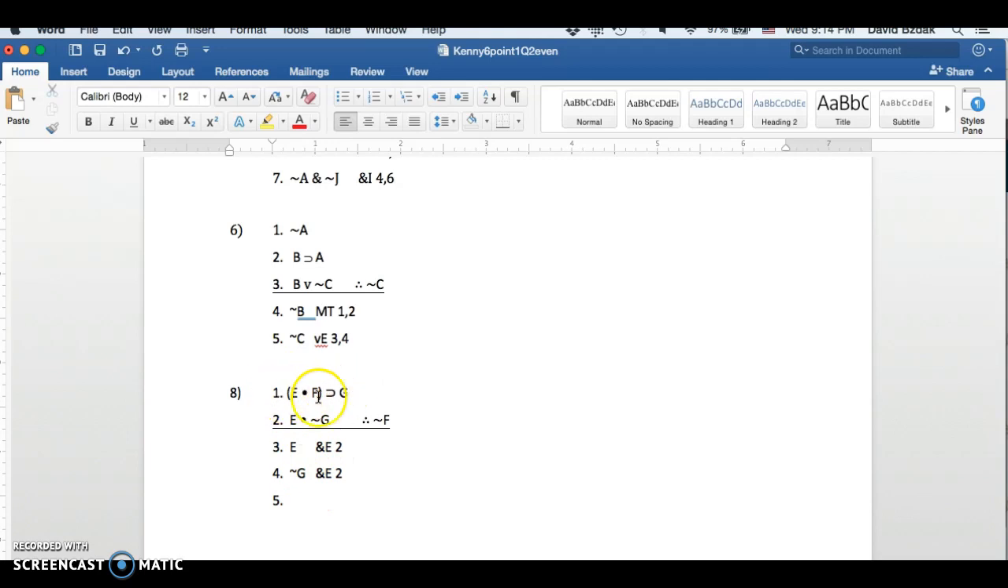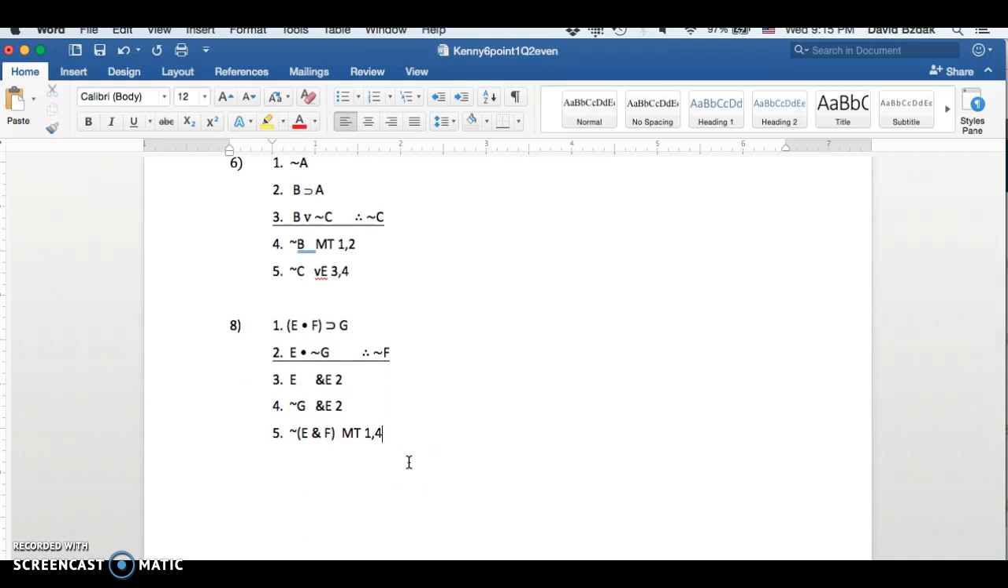Okay, so now let's look at the conditional in premise 1 again. Now we have the negation of the consequent, so we can get the negation of the antecedent. So not E and F by 1, modus tollens 1, 4. So we got modus tollens takes conditional, negation of the consequent, gives you the negation of the antecedent. Okay, so we're kind of stuck there. There's not really anything we can do here to get not F.